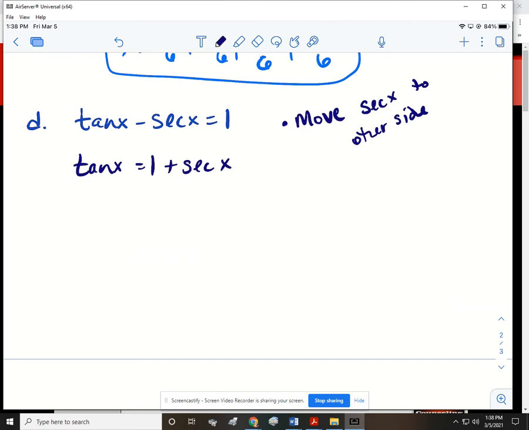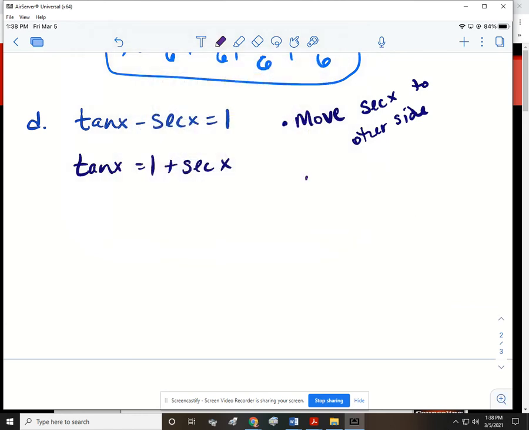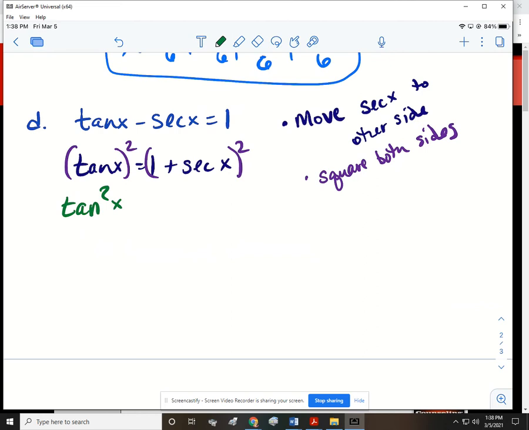Now, if these are squared, then we can use some identities to do things with. So let's go ahead and square both sides. Now again, you wouldn't know to do this without me showing this to you, so don't worry if you feel like you're a little confused about what's going on. Now to square this binomial, I'm going to square the 1, multiply them together, and multiply by 2, and then square the secant.